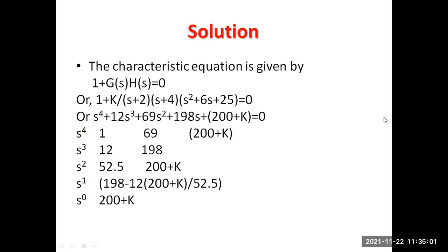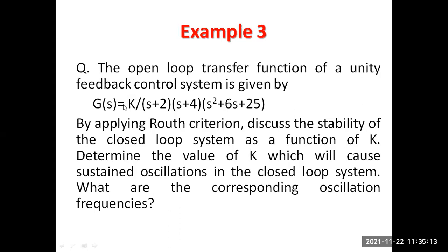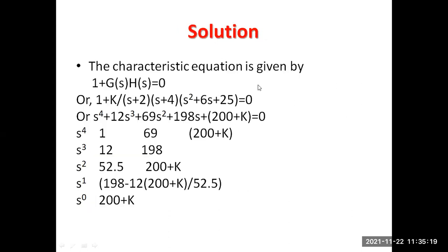So first we'll form the characteristic equation. We know how to form the characteristic equation, that is 1 plus G(s)H(s) equal to 0. G(s) is this one and H(s) is unity feedback, so obviously H(s) will be equal to 1. We substitute here and simplify it, so we are getting this equation after simplification.